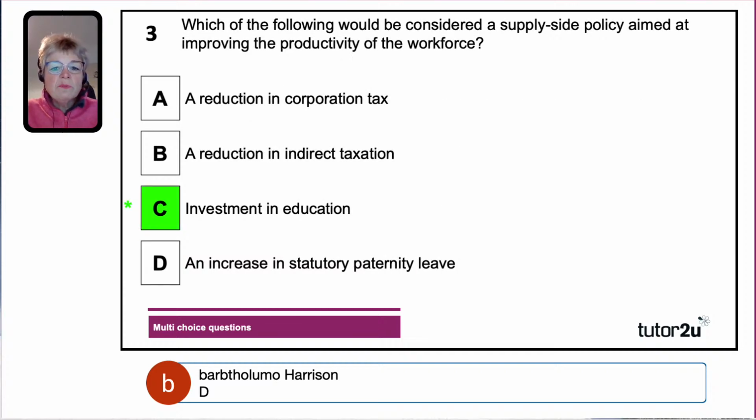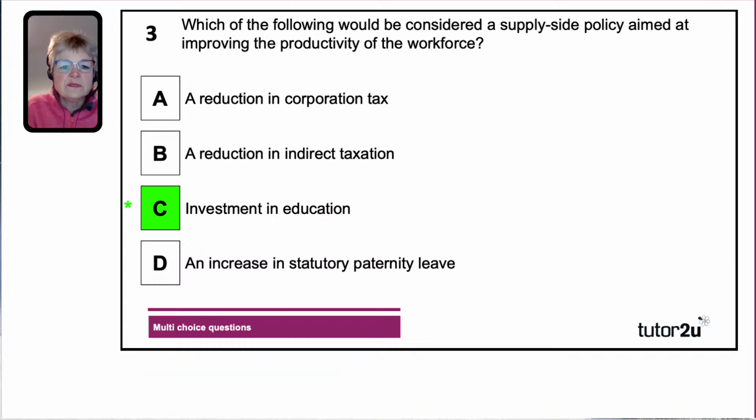Which of the following would be considered a supply side policy aimed at improving productivity of the workforce? So this isn't increasing the workforce. This is making each and every worker more productive. Everybody is able to produce that little bit more. So what do we think? What do we think is the answer to supply side policy aimed at improving productivity?